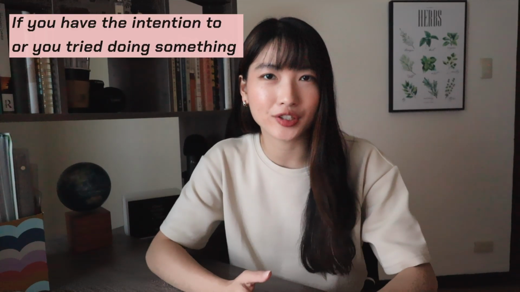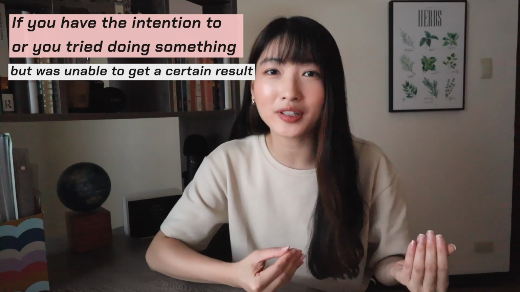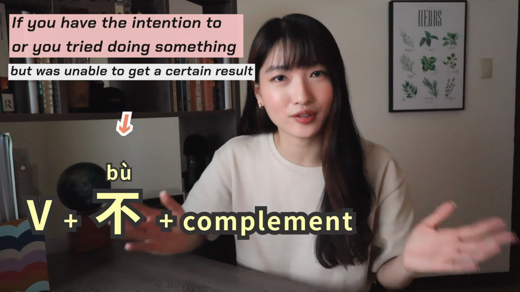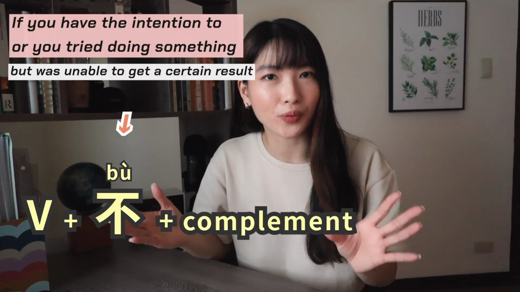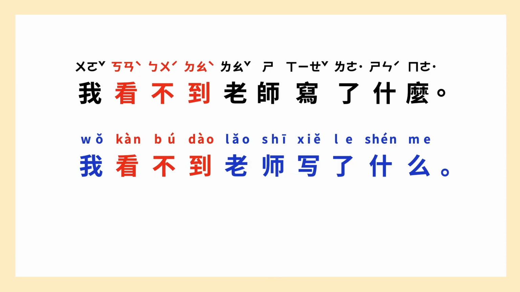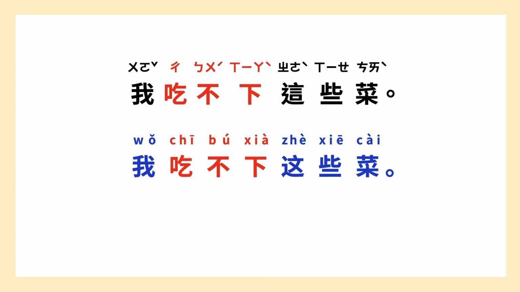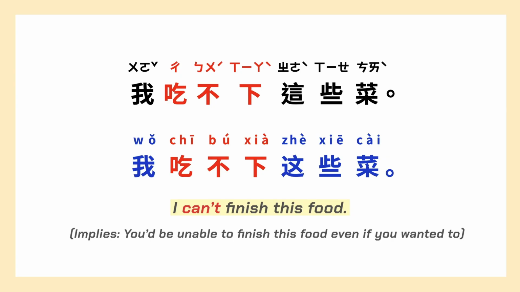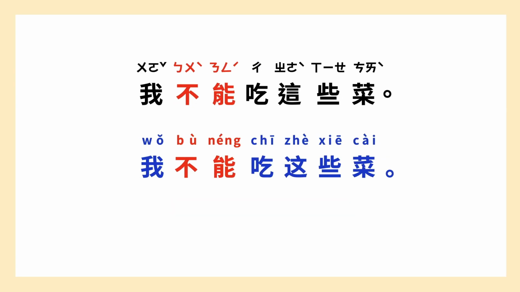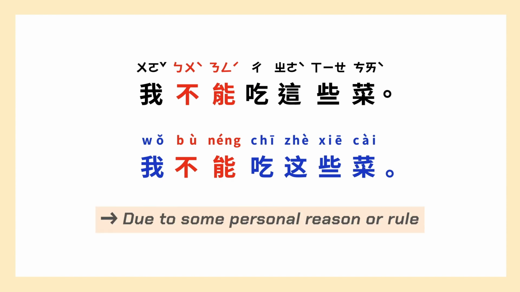However, if you have the intention to or you tried doing something but were unable to get a certain result, then you can use this structure, verb plus 不 plus complement. For example, 我看不到老师写了什么。I can't see what the teacher wrote. 我吃不下这些菜。I can't finish this food. If you say 我不能吃这些菜, then that means there's some reason you can't have the food. It might be that you're allergic to the food or something else.